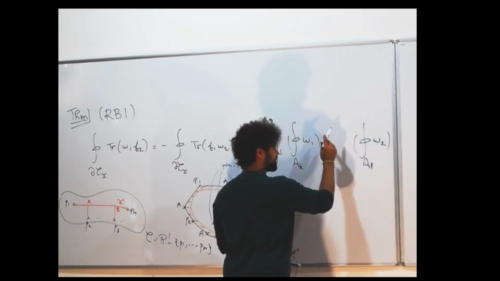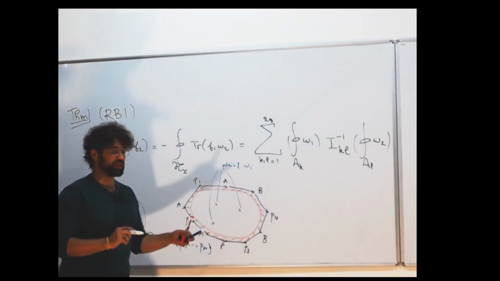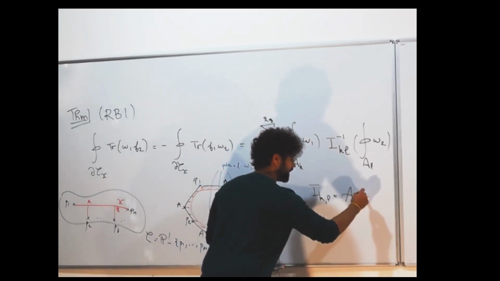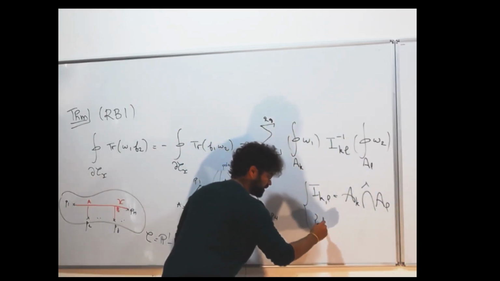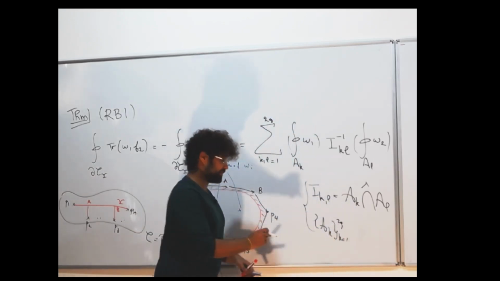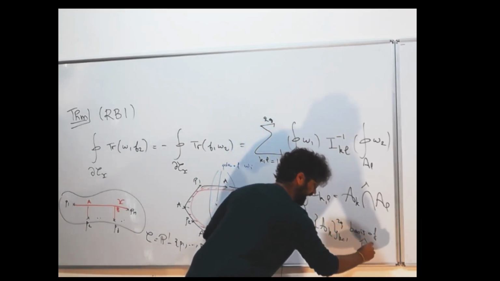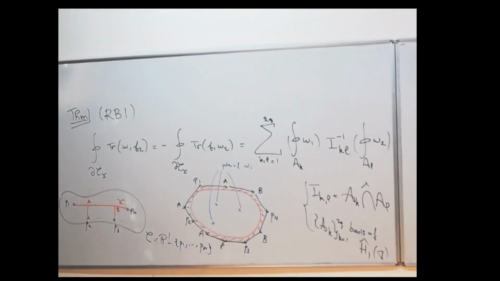And here there was something which was the inverse of the intersection matrix, where these I_KL are defined by this intersection, with these A_K being a basis of H1 hat nabla. Okay, so before we prove it, are there questions about this formulation here?